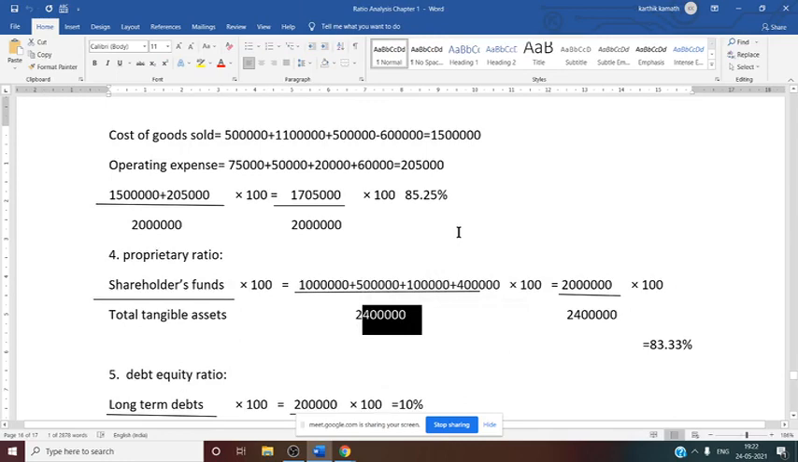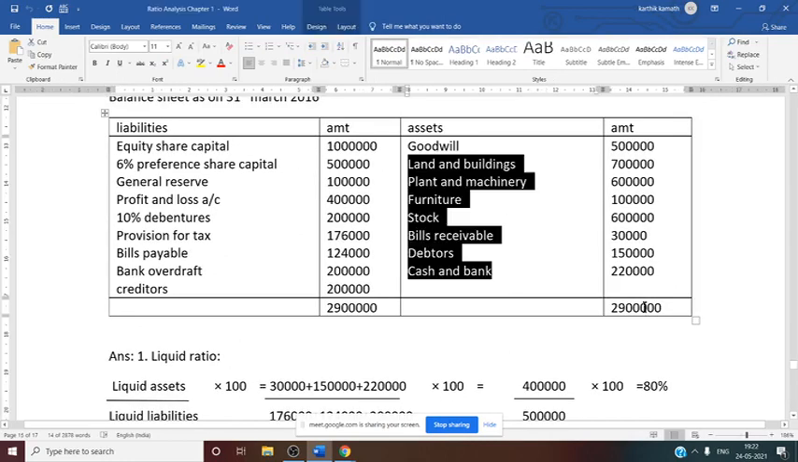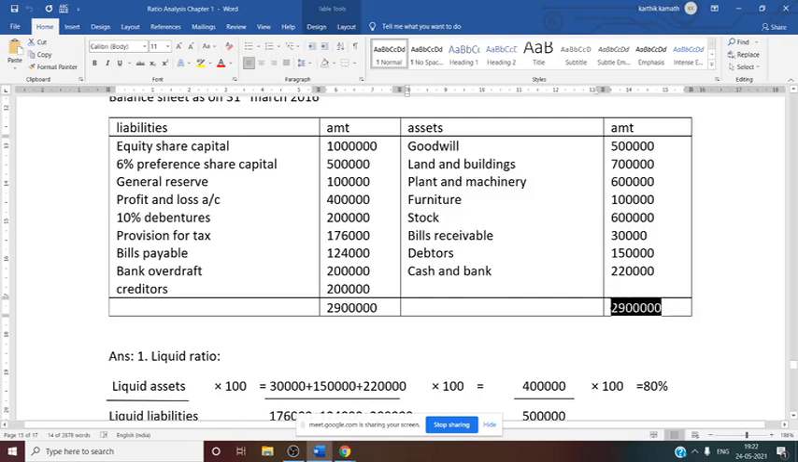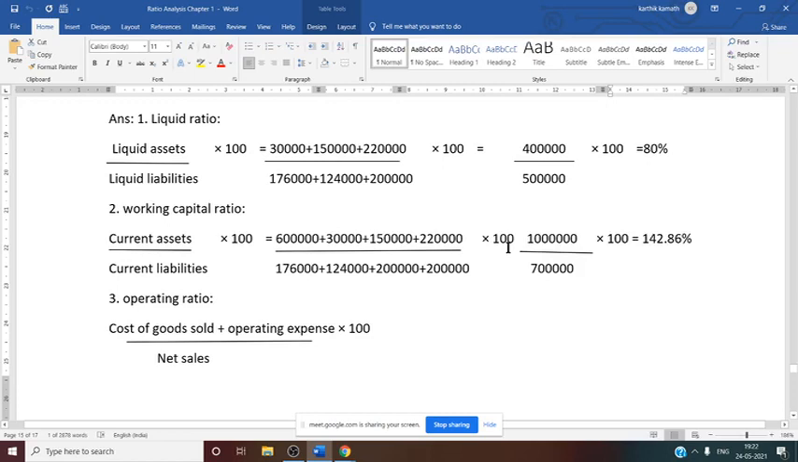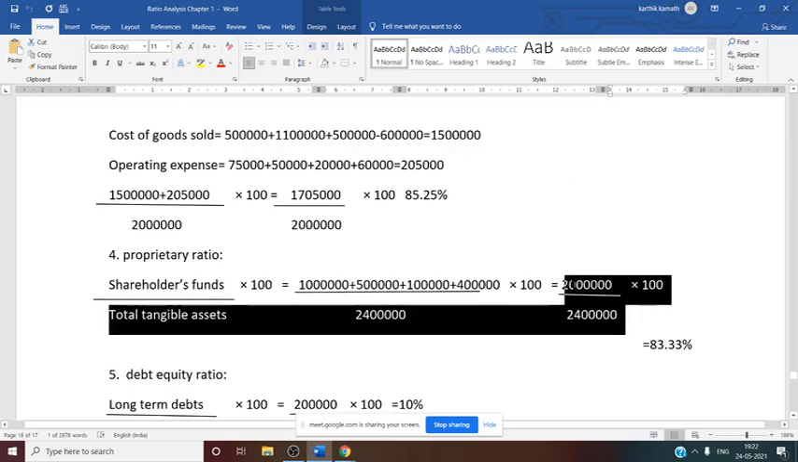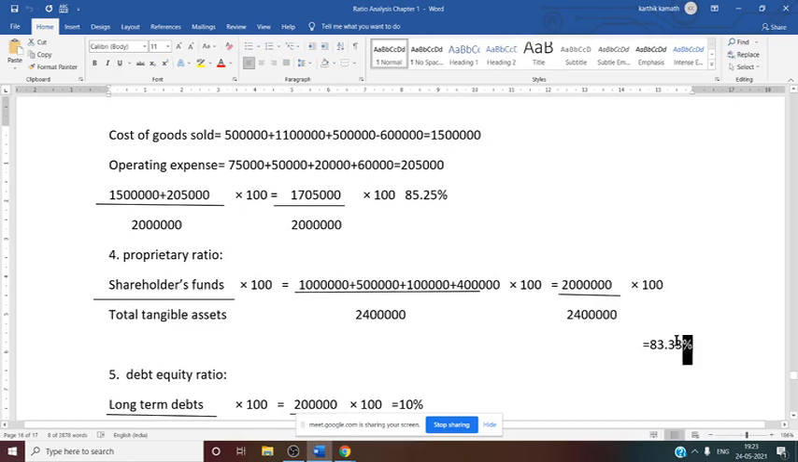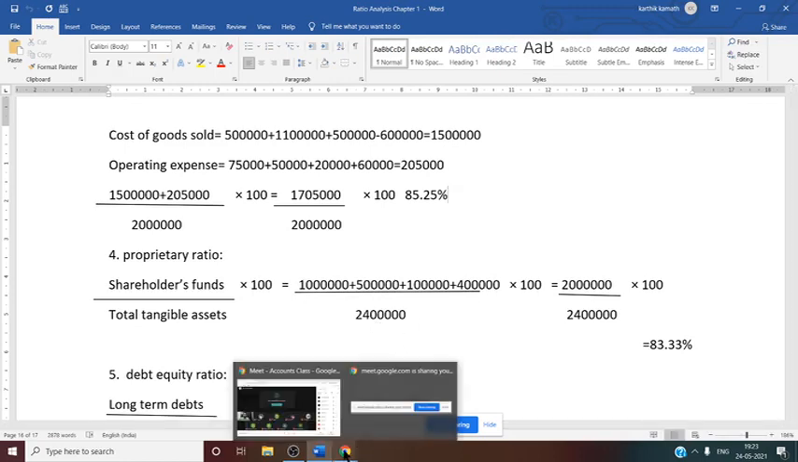Total tangible asset is the asset side total excluding goodwill. The asset side total is 29 lakh, and you need to minus goodwill of 5 lakh. The remaining amount is 24 lakh, which you write in the denominator. So the proprietary ratio answer is 20 lakh divided by 24 lakh into 100, that is 83.33%, or else 0.83:1. That is how you calculate the proprietary ratio.